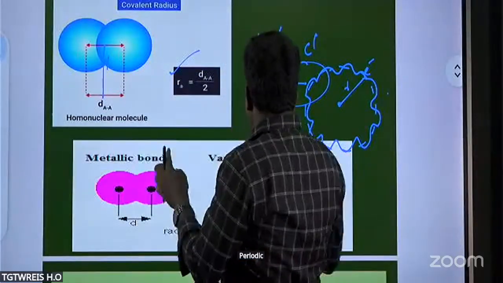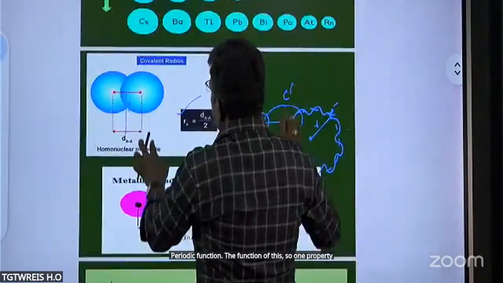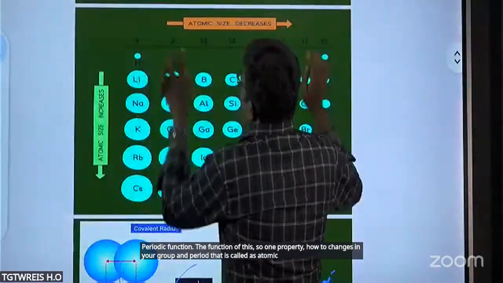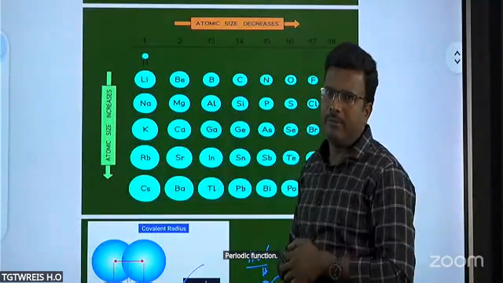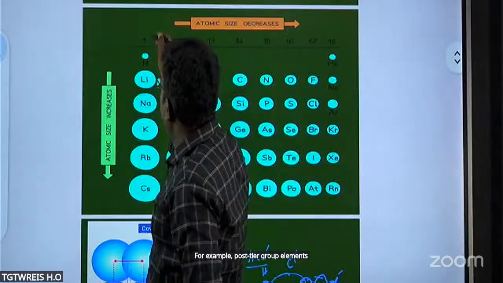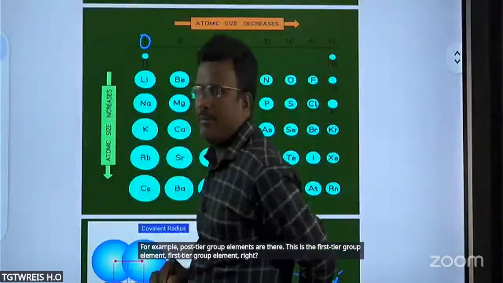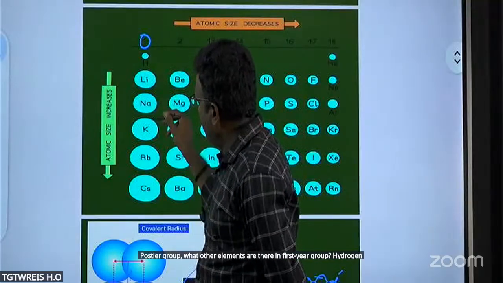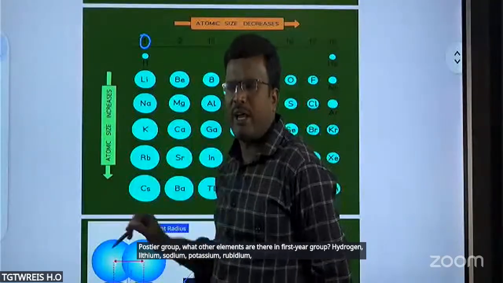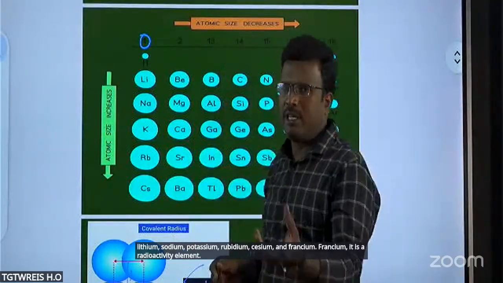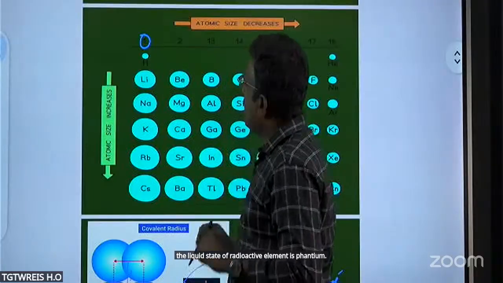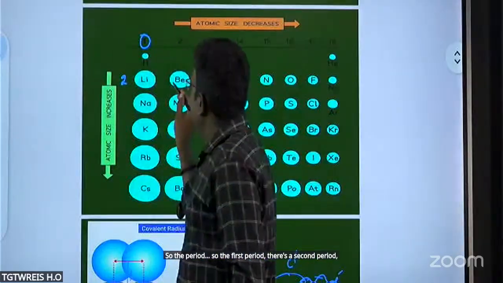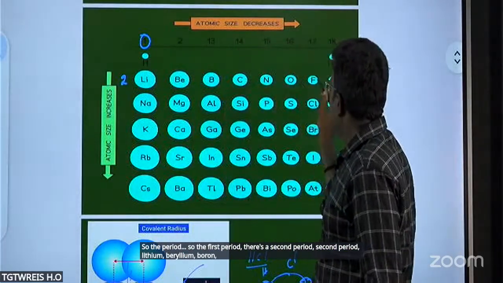Periodic function: how one property changes in a group and period. For example, first A group elements are there. What are the elements in first A group? Hydrogen, lithium, sodium, potassium, rubidium, cesium, and francium. Francium is a radioactive element. So the first period, and this is the second period: lithium, beryllium, boron, carbon, nitrogen, oxygen, fluorine, and neon.